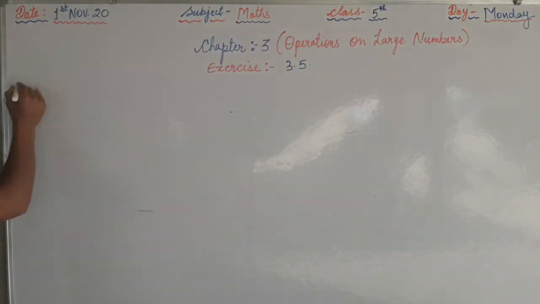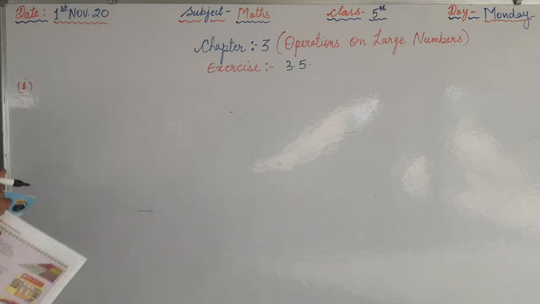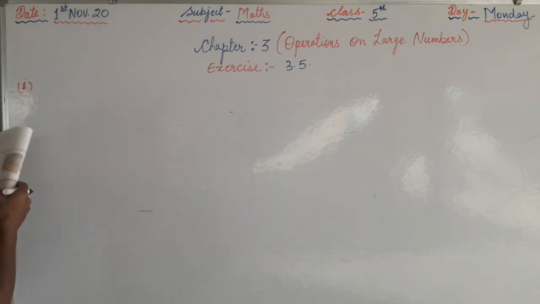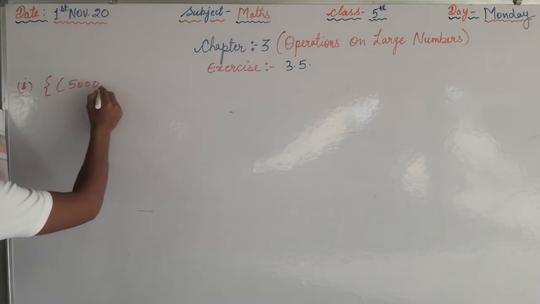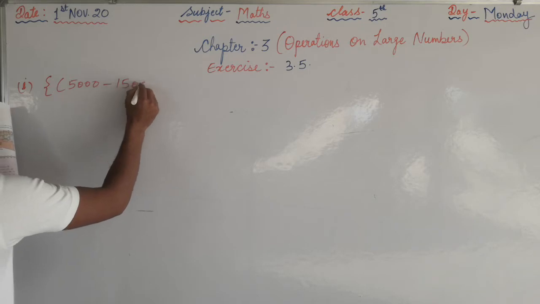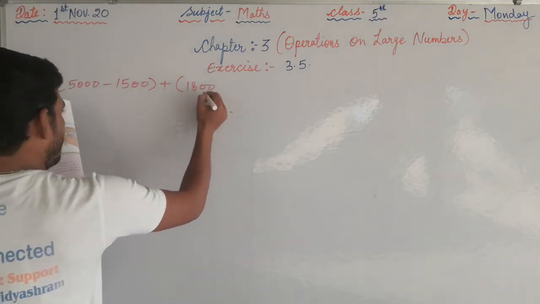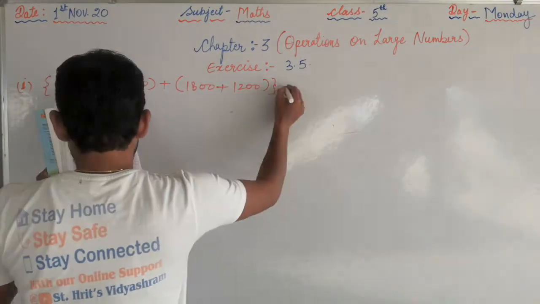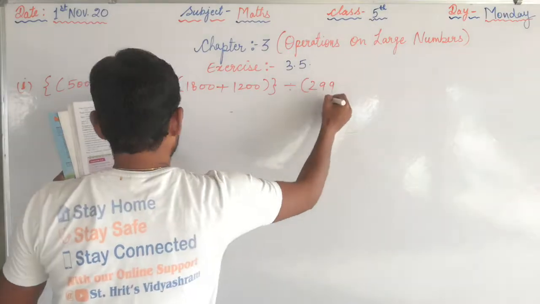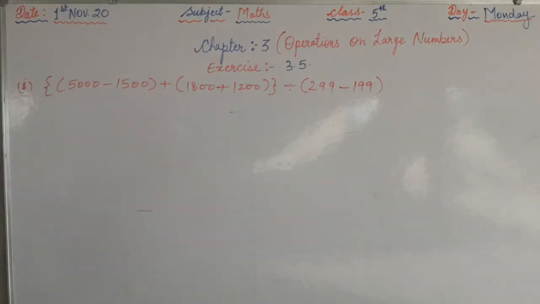Question number I. These are the important questions, so you have to solve them again and again. Now see the next question: 5000 minus 1500 plus 1800 plus 1200 divided by 299 minus 199. This is your question.